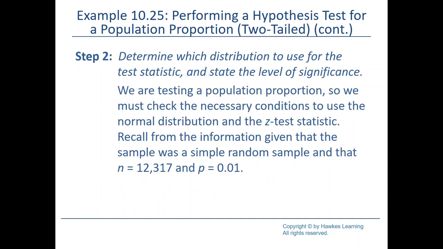Now, the second thing I need to do is determine what type of problem this is. So do I need a Z or a T statistic, which one is it? Now, because this is a proportion, this is going to be a Z statistic. I do need to make sure that the conditions for the sample size are met before I can run this through. So I need to make note of my sample size, which was 12,317, and I need to make note of my P, which is 0.01.